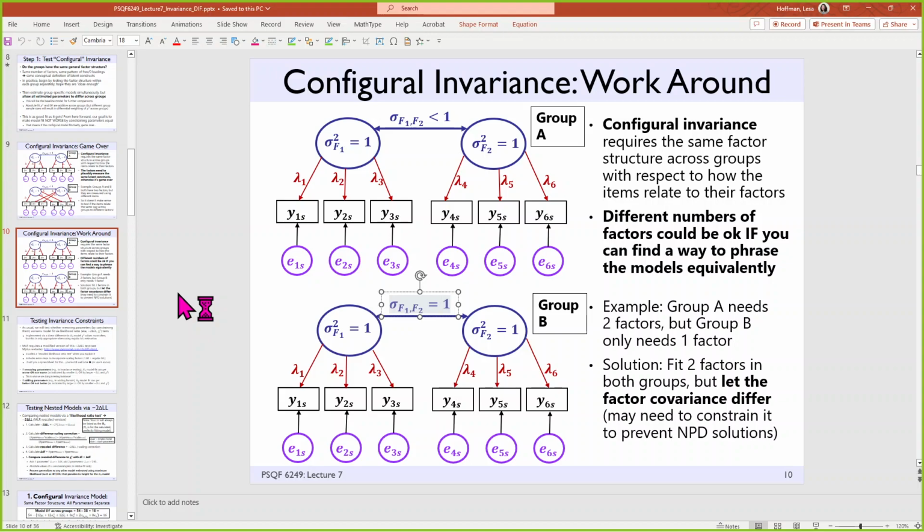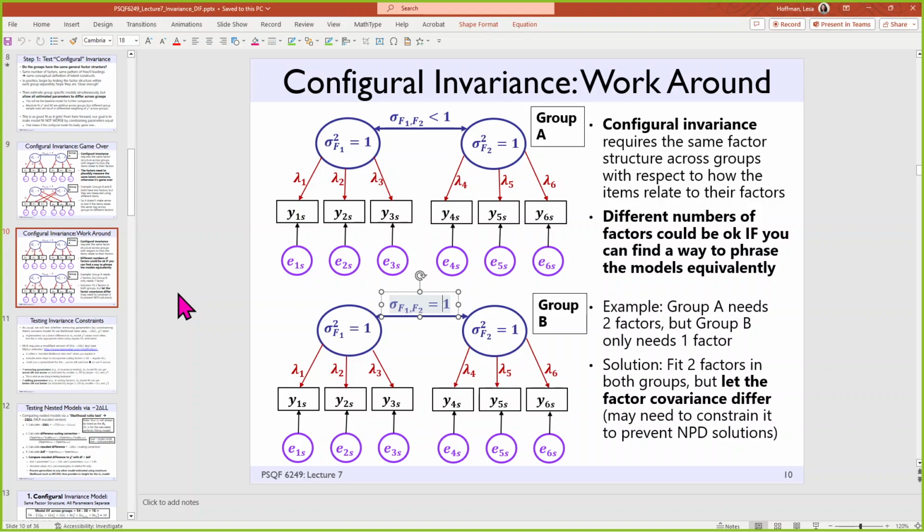Metric. Synonyms for metric, what are they? Weak, yep. And what is metric focused on? What kind of parameter? The loadings, yeah. See, that's the nice part about there being fewer people is that you get more opportunities to participate if you so choose.